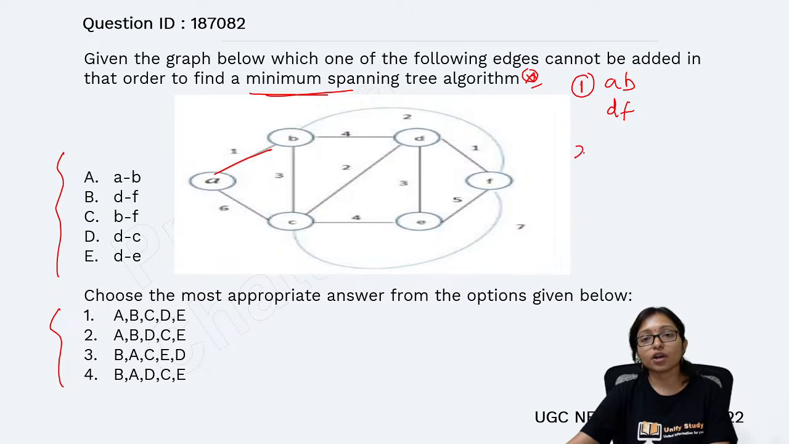Now I will go for degree 2. Degree 2 is BF. And another degree 2 you can see, that is CD. So BF and CD, these are degree 2.